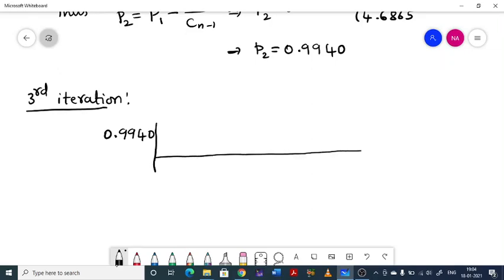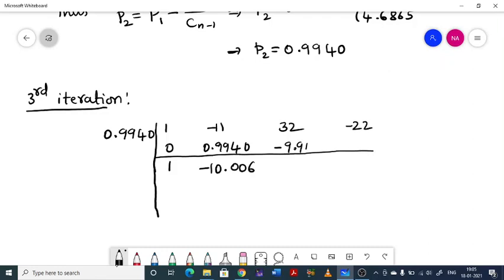The coefficients are 1, minus 11, 32, minus 22. Here 0 will get 1. So 1 into 0.9940. So adding these two will get minus 10.0060. That is, you can just write 10.006. Next minus 10.006 into 0.9940. That is minus 9.9460.